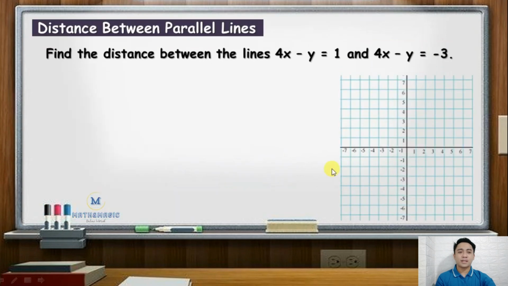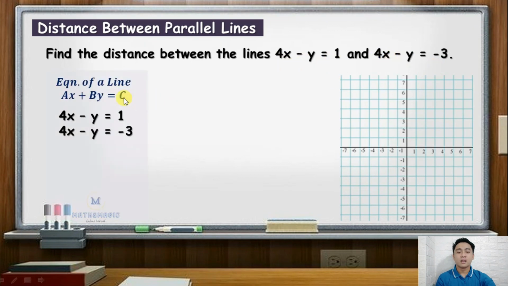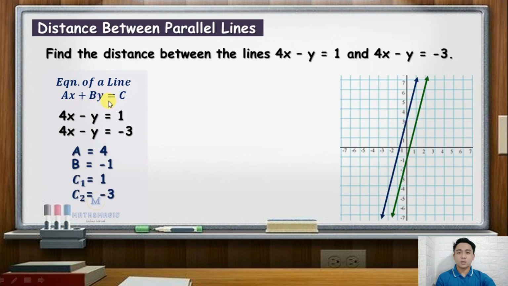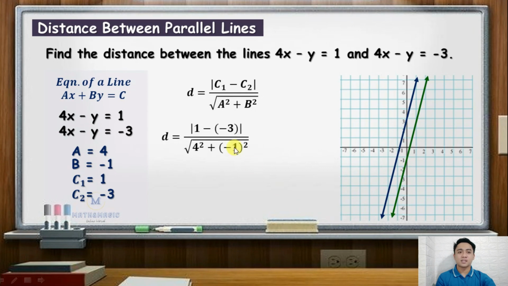Find the distance between the lines 4X minus Y equals 1 and 4X minus Y equals negative 3. Observe that the two linear equations are written in standard form. Thus, we will use the first formula. Here, A is equal to 4, B is negative 1, C sub 1 is positive 1, and C sub 2 is negative 3. Equation now is D equals the absolute difference of 1 and negative 3. 1 minus negative 3 is positive 4.